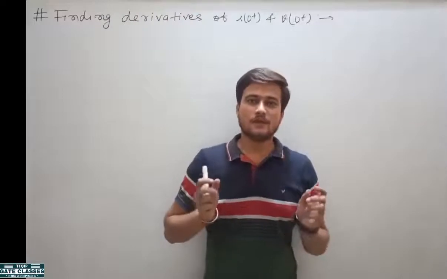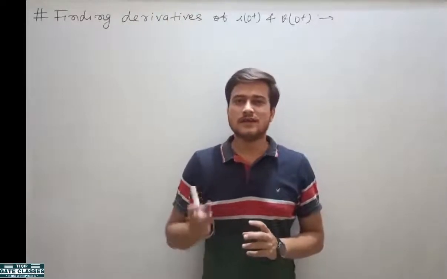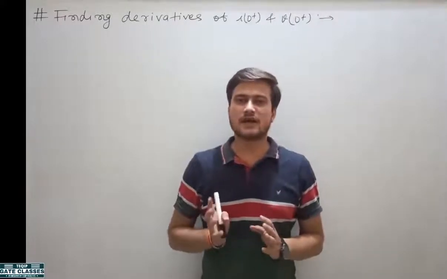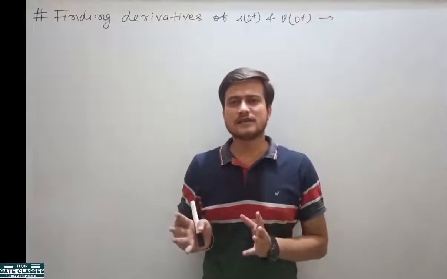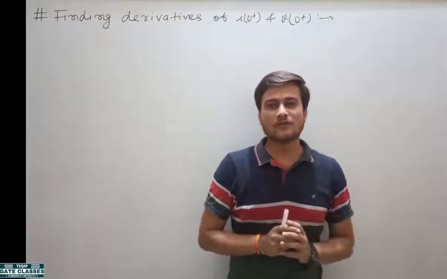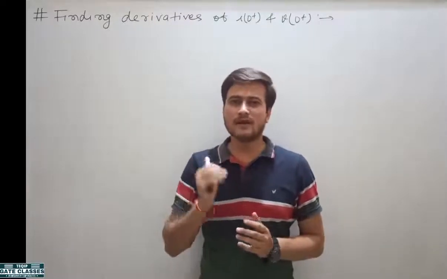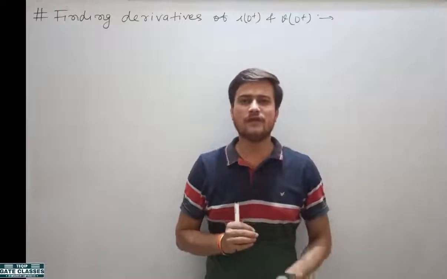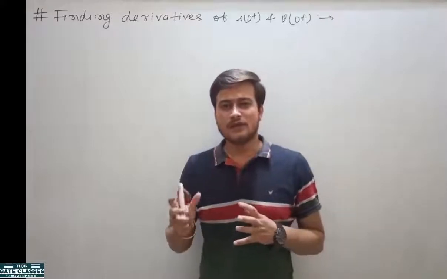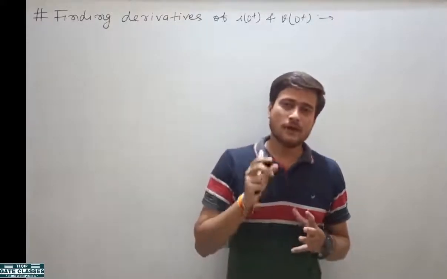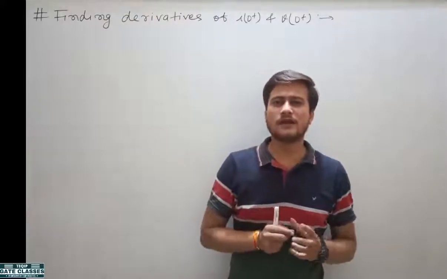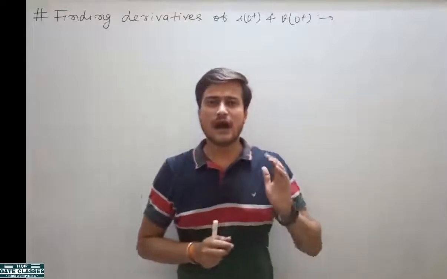Dear students, in the previous video lecture, I discussed transient response in RC circuit. Then I also discussed some numerical questions on transients in series RL and series RC circuit. In this lecture, I am going to discuss how to find derivatives of I0 plus and V0 plus. That means we have to find di upon dt, dv upon dt, d square I upon dt square, d square v upon dt square at t equal to 0 plus. So let us see how to find.